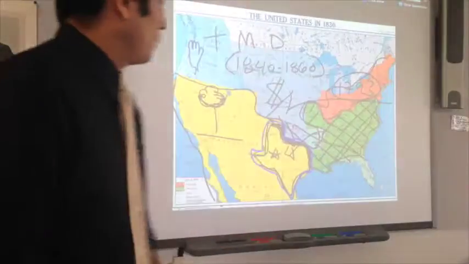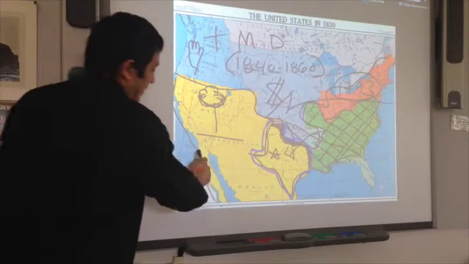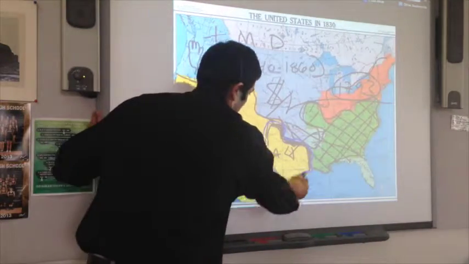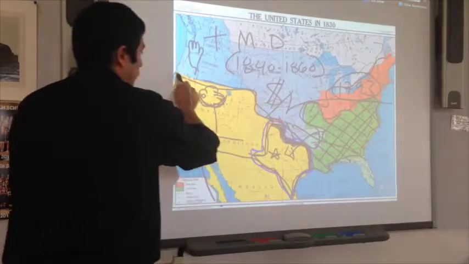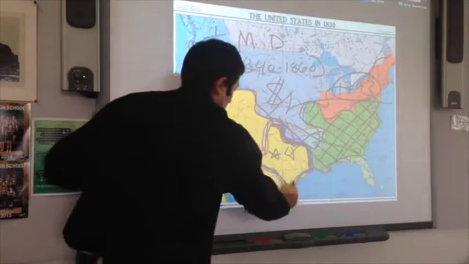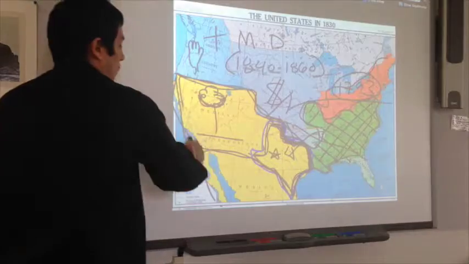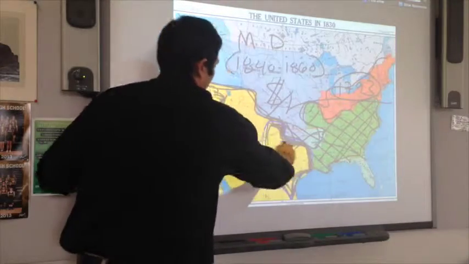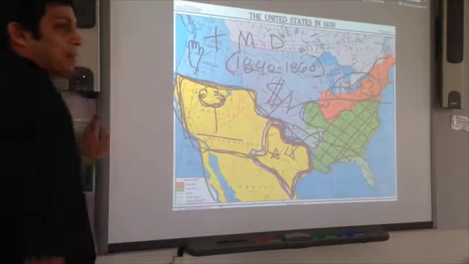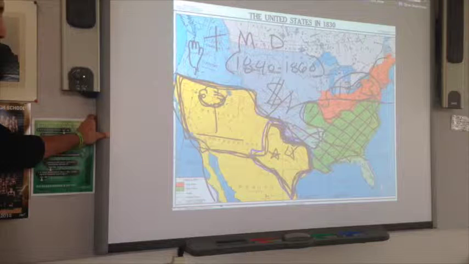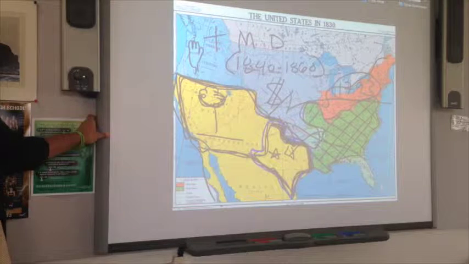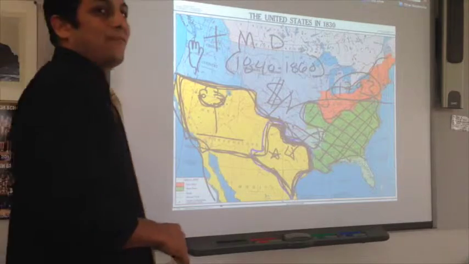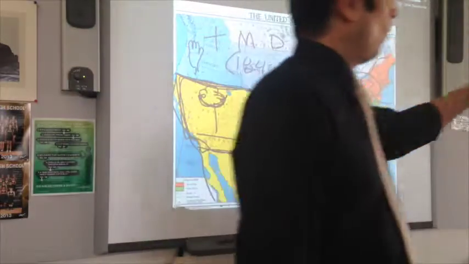In the Treaty of Guadalupe Hidalgo, look at the land that's taken, that's given up by Mexico. This is called the Mexican Cession. Right here. This happens in the Treaty of Guadalupe Hidalgo. This entire land is now given up. How convenient.